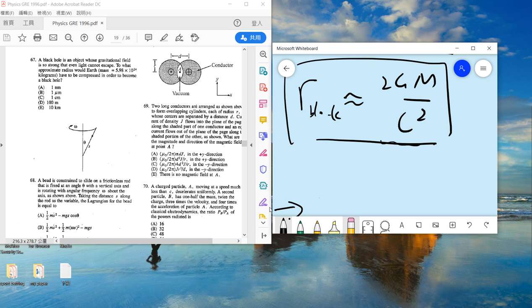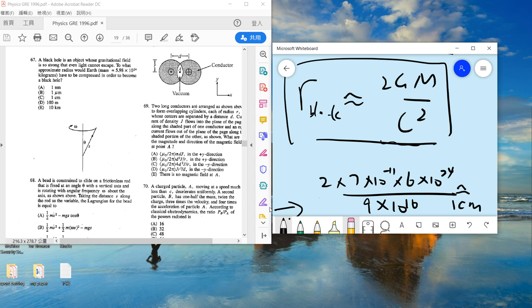Okay, so you just plug in. 2 times 7 times 10 to the 20, this is the mass of the Earth, and 9 times 10 to the 16. So the answer should be very close to 1 centimeter. So the answer is C.